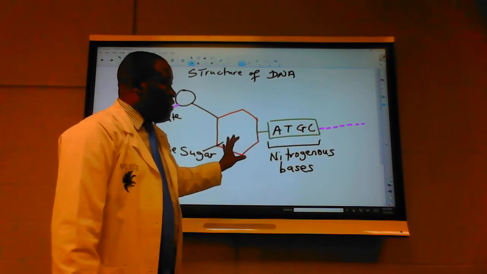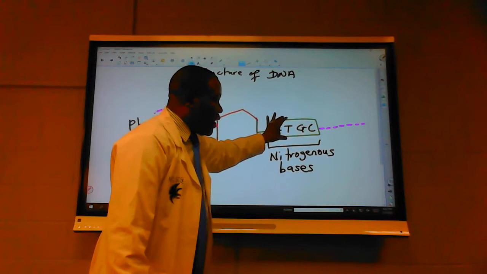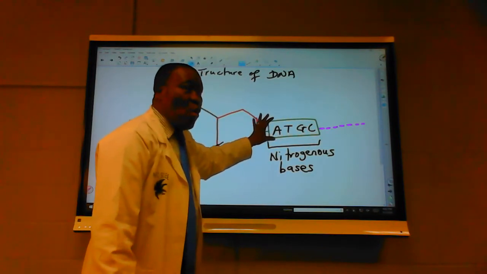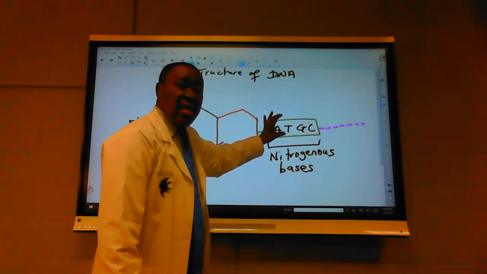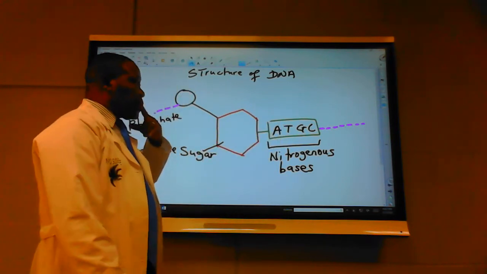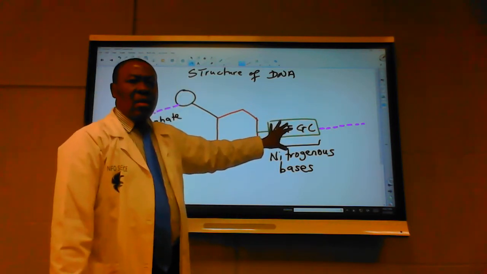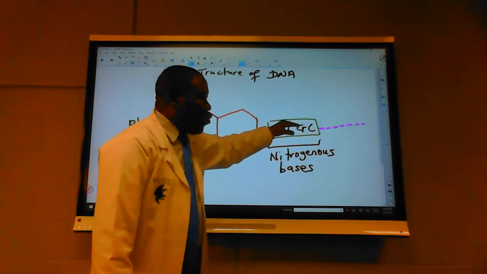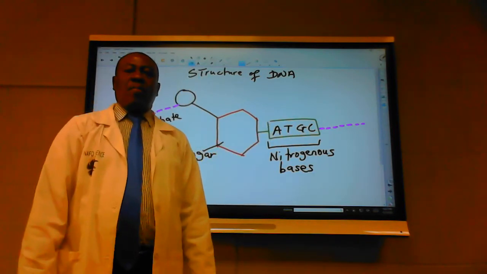Now remember, you can't find all 4 of them in one of these blocks. There is only one that can be in each of the blocks. In this case, I'm only drawing one block. So in this one block, only one of these bases can be in that block.